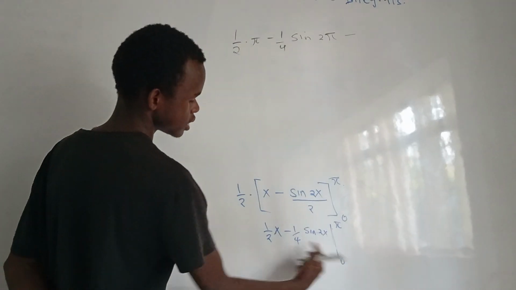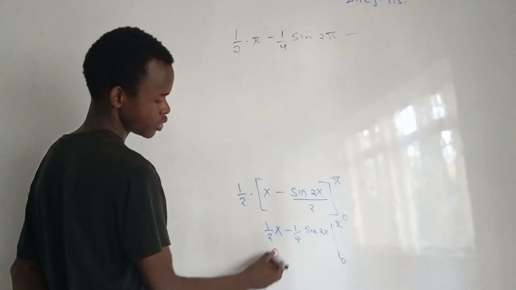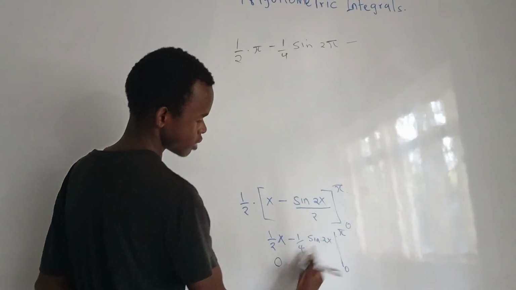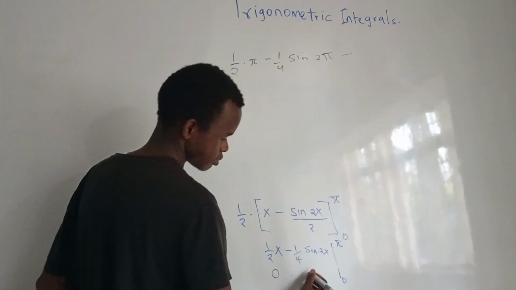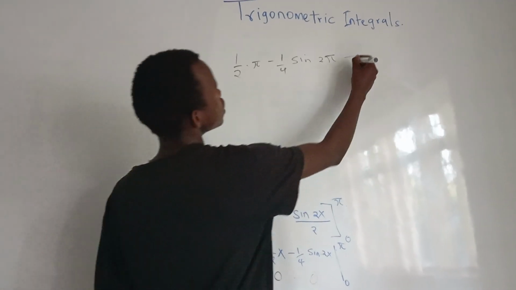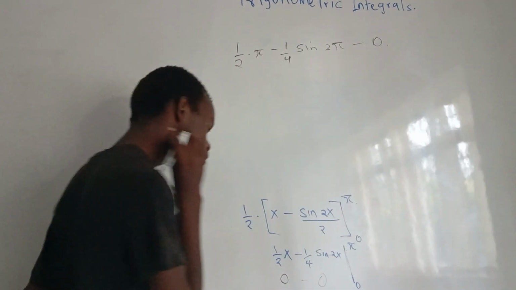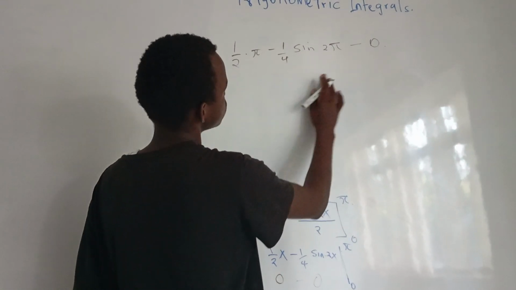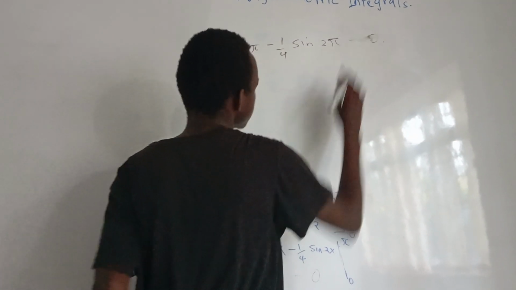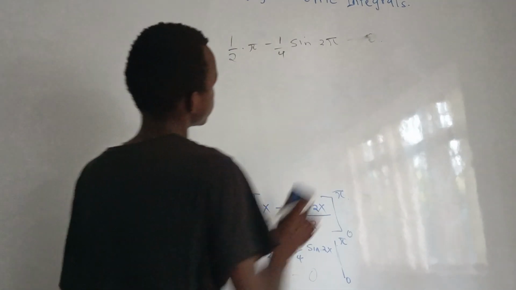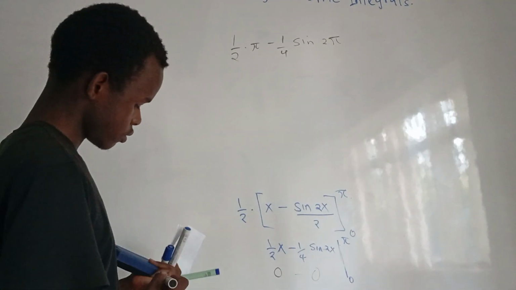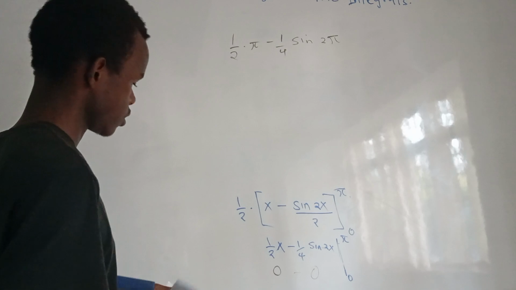minus, replacing 0 here, sine of 0 is just 0, so it's just minus 0, no need to write it. So this is in fact our final answer. Maybe you can do further computations on that, but that will be our final answer.